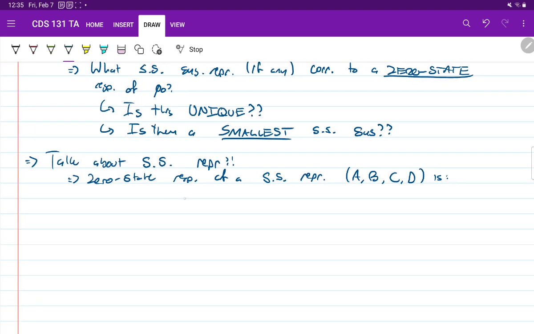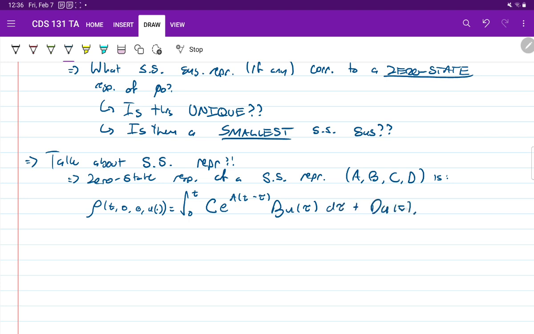It's computed as an integral from 0 up until t. Let me just write this out. Rho of t, 0, 0, and some input signal u, equals the integral from 0 to t of C e to the A times (t minus tau), B u of tau, d tau, plus D times u of t.